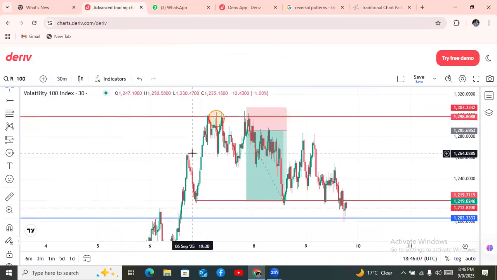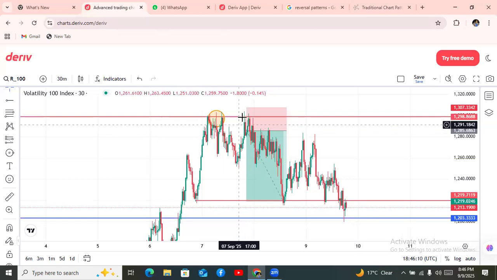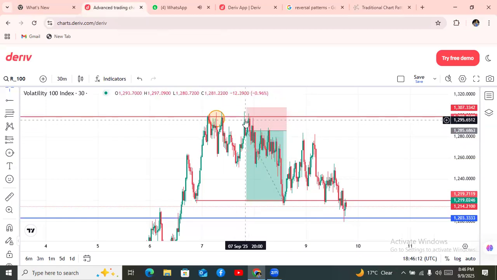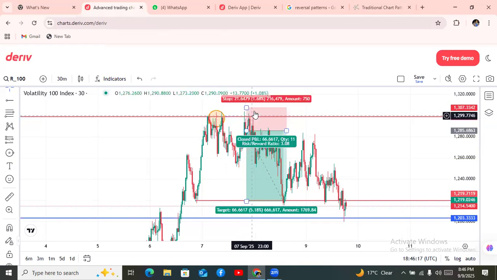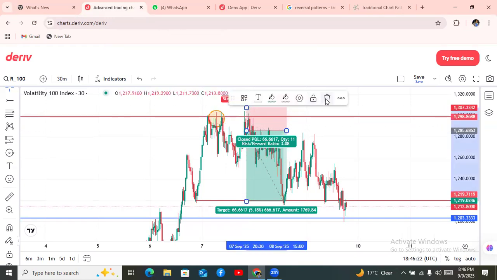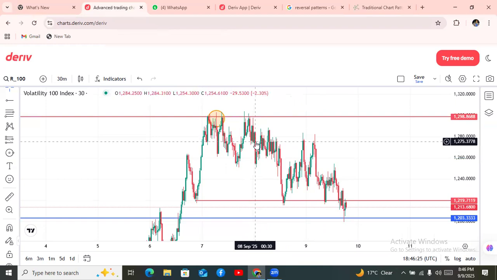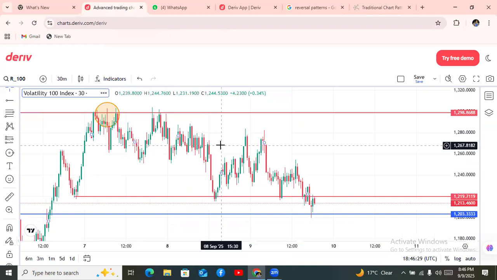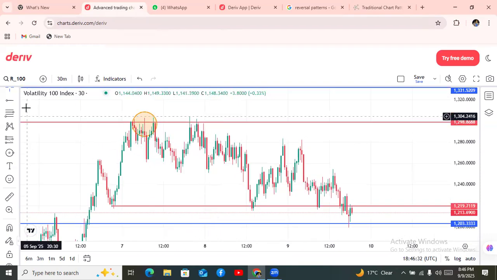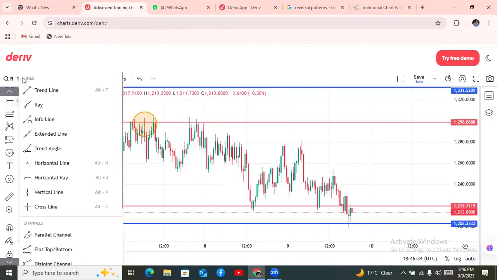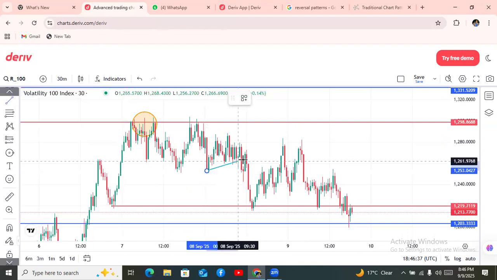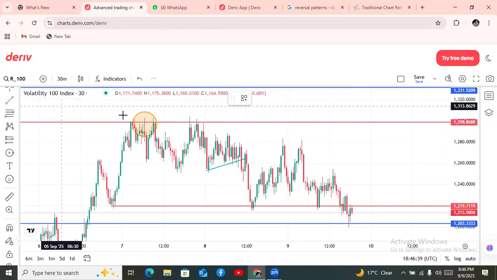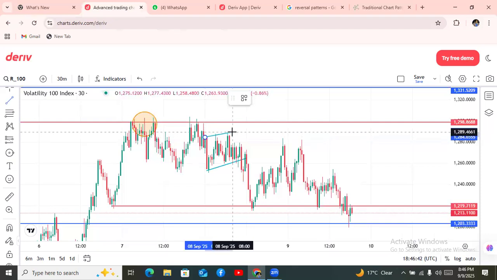Okay. Now, let's say you fail to spot that. Let's say because sometimes we are sleeping. Let's say you failed to spot this move or that double bottom, and you found price there. Okay. So we can also see this possibility.